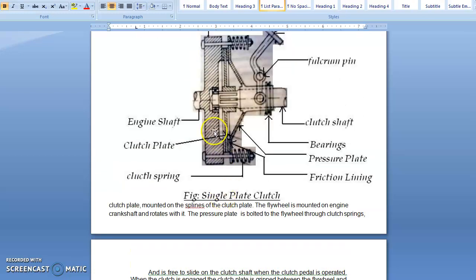That means when the pressure plate pushes the clutch plate to engage with the flywheel, the clutch shaft revolves with the engine shaft. This is how the power will be transmitted. This is all about your single plate clutch.